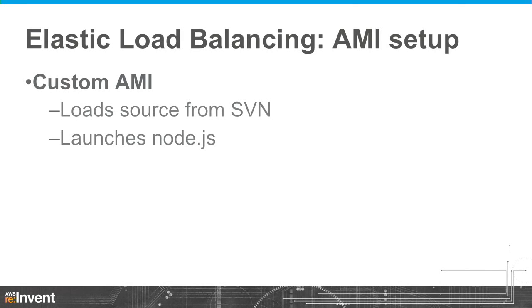So looking at our Elastic Load Balancing, we use a custom AMI, Amazon Machine Image, on EC2. So what it does is when we spin up the EC2, we've used Linux startup scripts to download the source for our application from Subversion and then launch it with Node.js. So for us, doing a rollout is as easy as doing a rolling reboot of these servers, or turning on totally new servers and then sliding them into production.